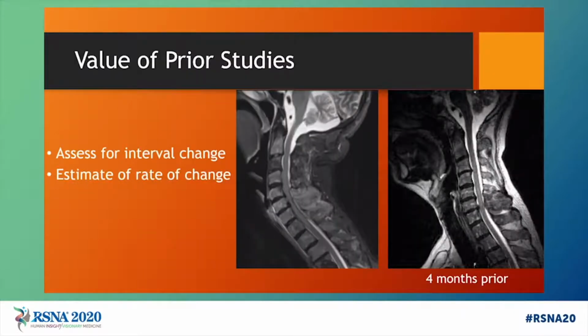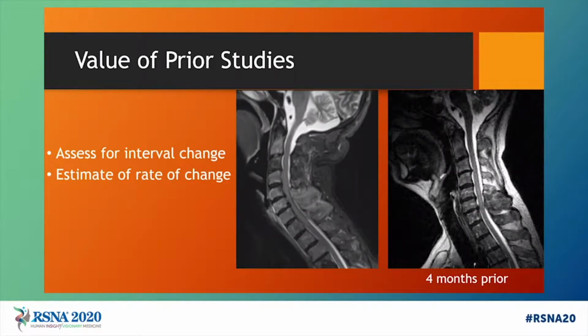We cannot overemphasize the value of prior studies in these patients. They allow us to assess for interval change, and they also allow us to estimate the rate of change. For example, in our patient with cervical spinal cord compression, we see that a study 4 months earlier was relatively normal except for degenerative changes.